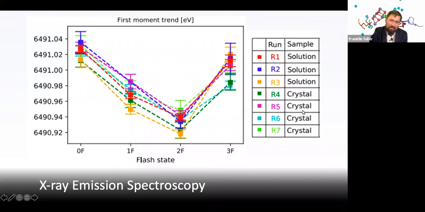The important thing is that in the crystal samples, compared to, say, protein solutions, this reaction cycle, according to X-ray spectroscopy, looks the same. So we have these red, blue, and yellow lines here, and you can see all these other colors. They're all on top of each other, and they're all behaving the same. So what this tells us is that our crystalline sample is reacting and behaving the same as a solution of protein, which is very important because we want to make sure that the images that we're collecting with crystallography are true to the actual reaction.